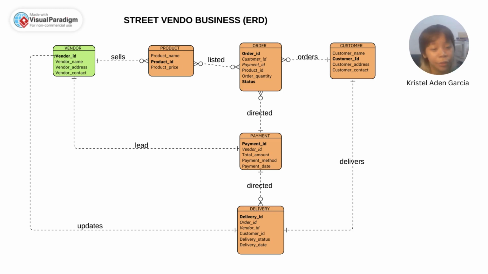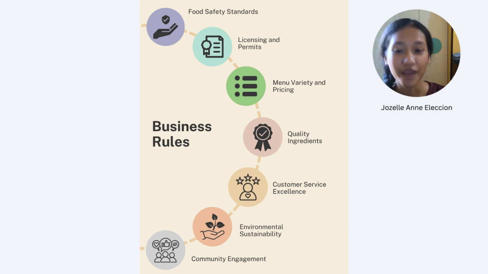These entities form relationships crucial for business operations, including inventory management, order processing, and timely deliveries. We also create actual business rules for the given procedure. First is food safety standards. All food preparation and handling must comply with local health regulations. This includes proper hand washing, sanitation of cooking surfaces, and safe storage of ingredients to prevent contamination.